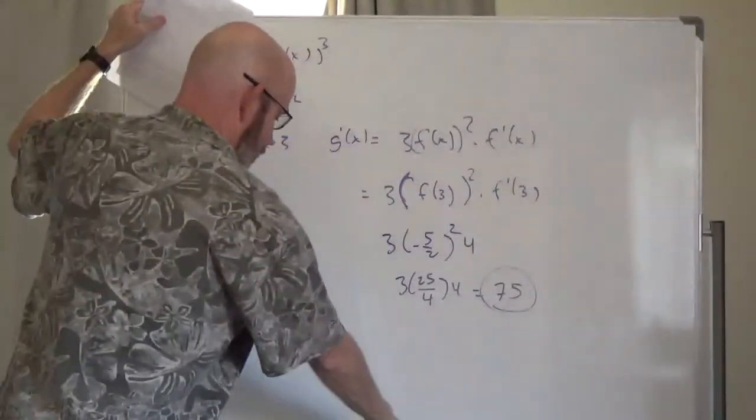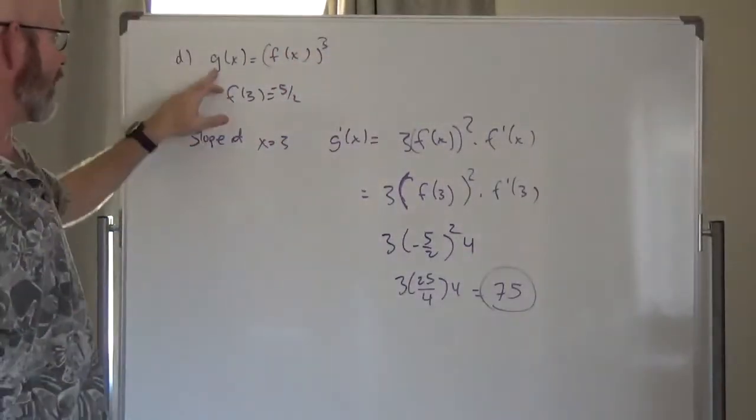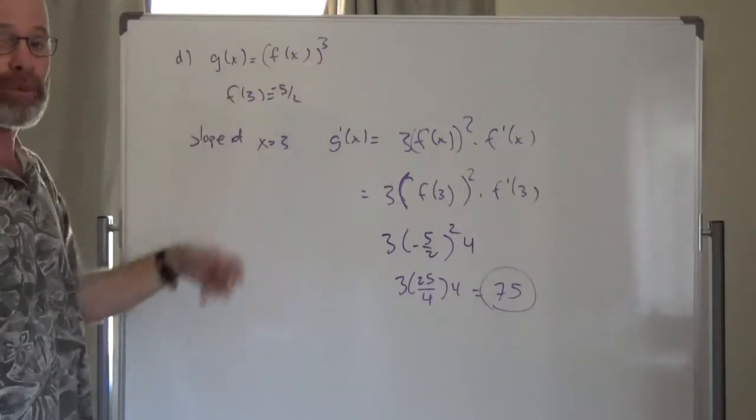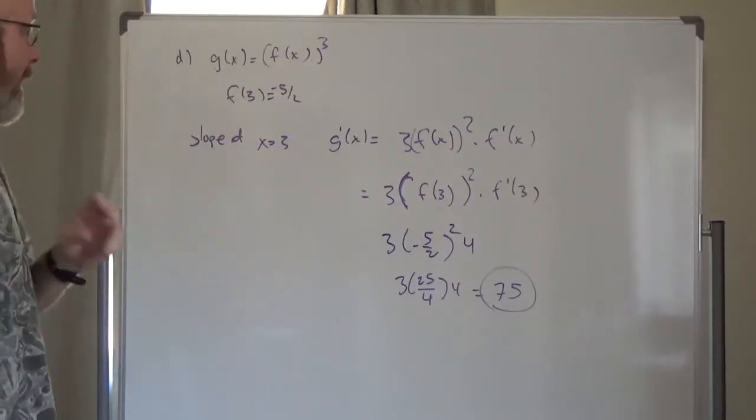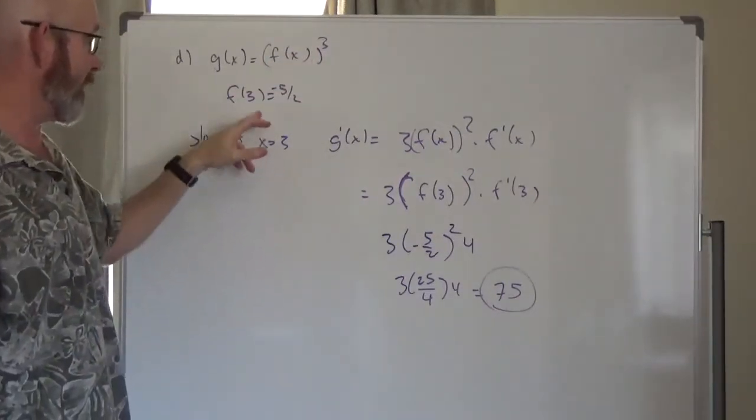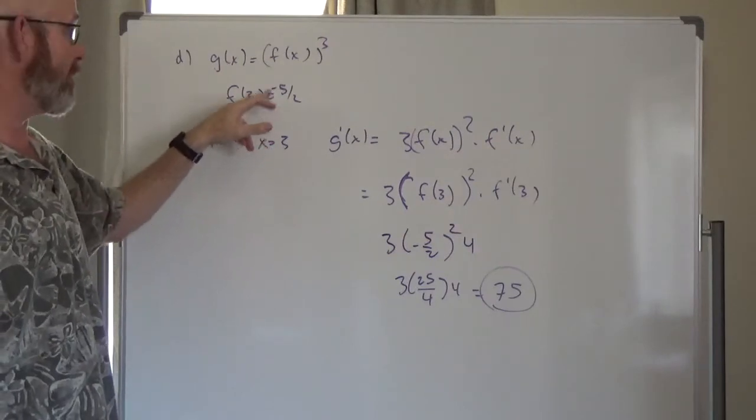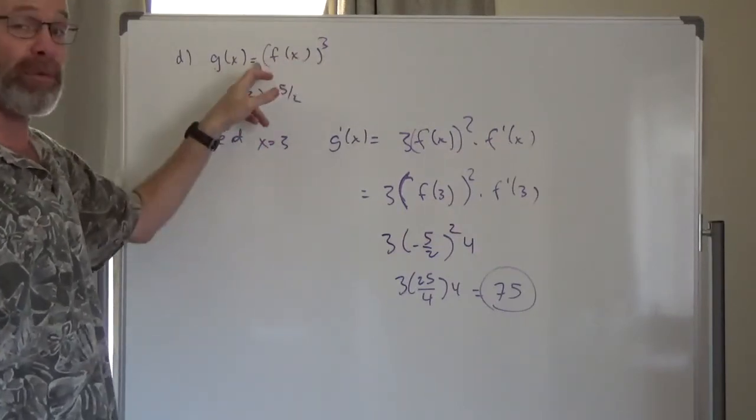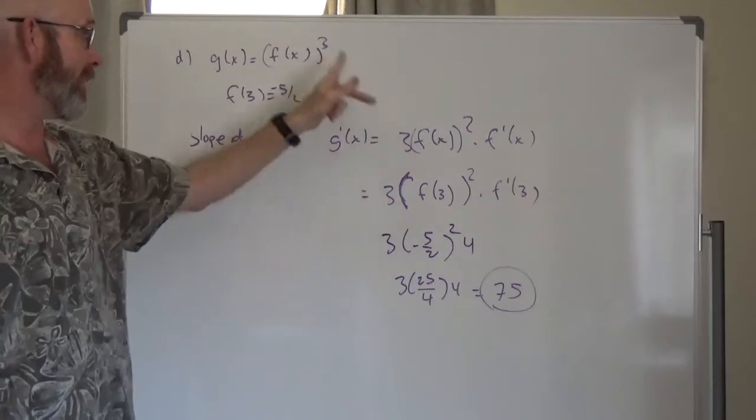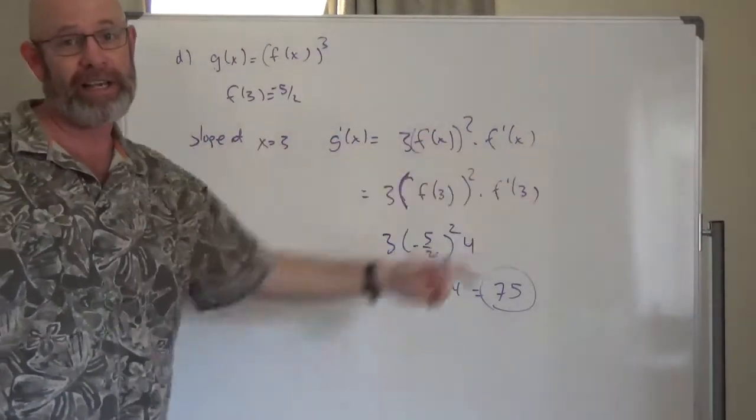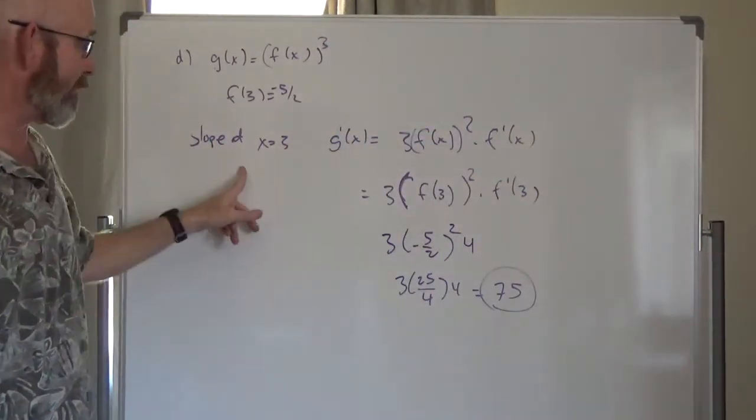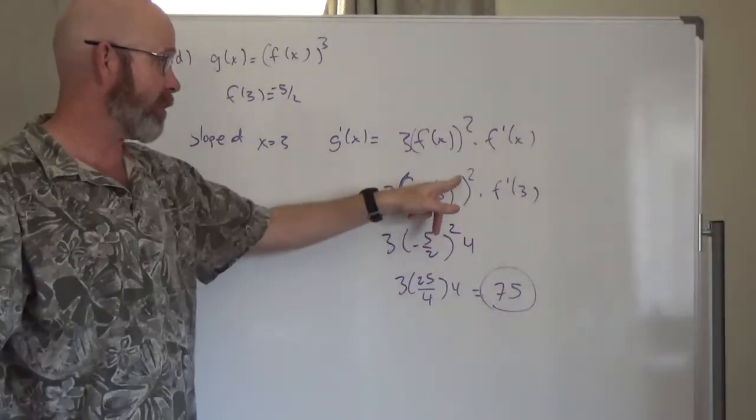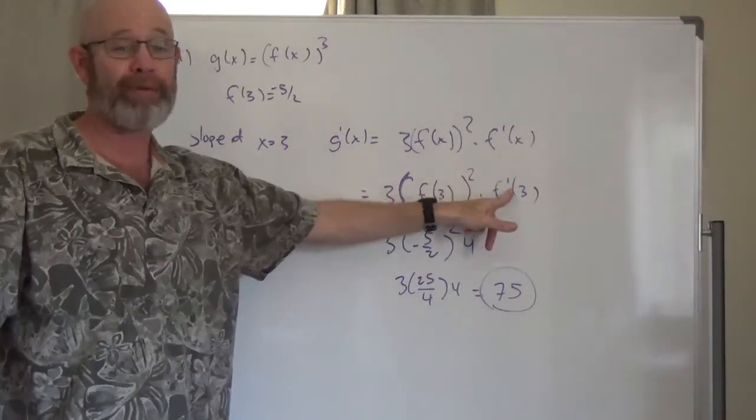And then the last question says we have this other function. We're going to call it f of x cubed. We want to find the slope of that at 3, and they give us a little numerical value here. So the derivative of this is just a chain rule of 3 times f of x squared times the derivative of what's inside, which is f prime of x, at 3.